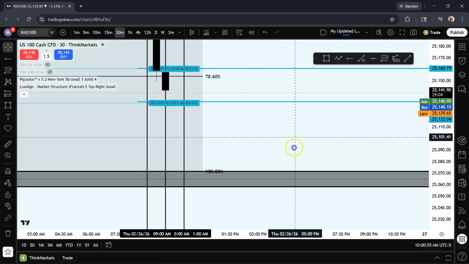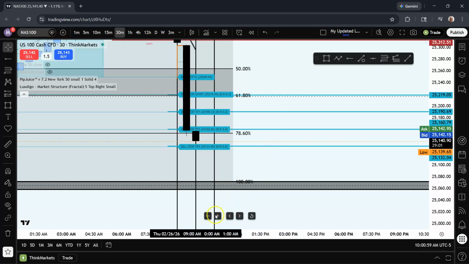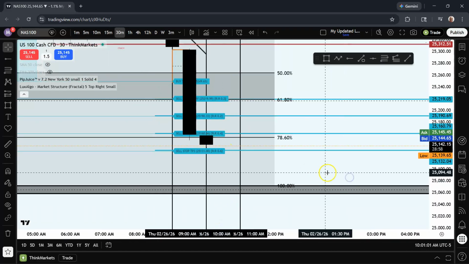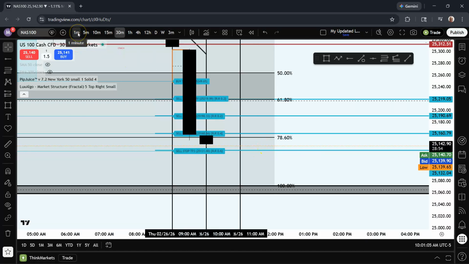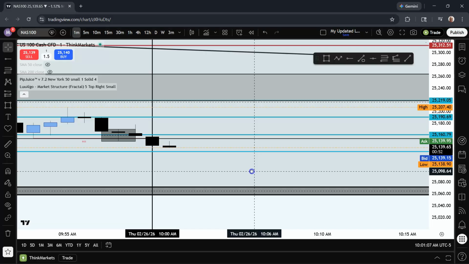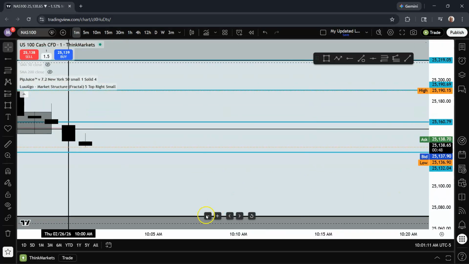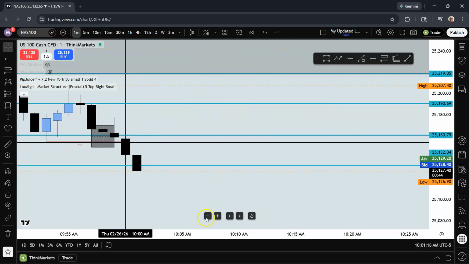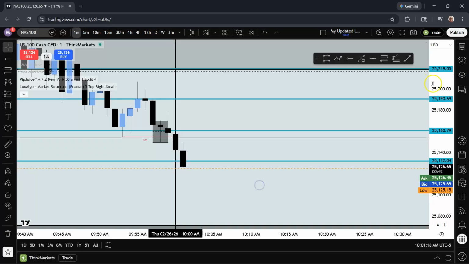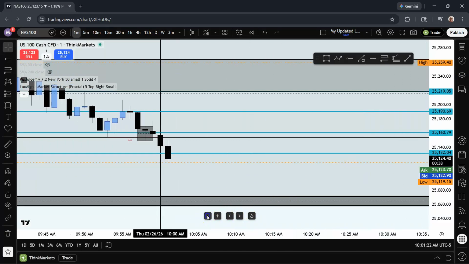So not taking a trade yet because I'm too late. You don't want to get into a trade towards the end of the trade. So going back to the 1 minute, and now we're just going to be waiting for a break of structure. Come back, break of structure, looking for a fair value gap to be created.